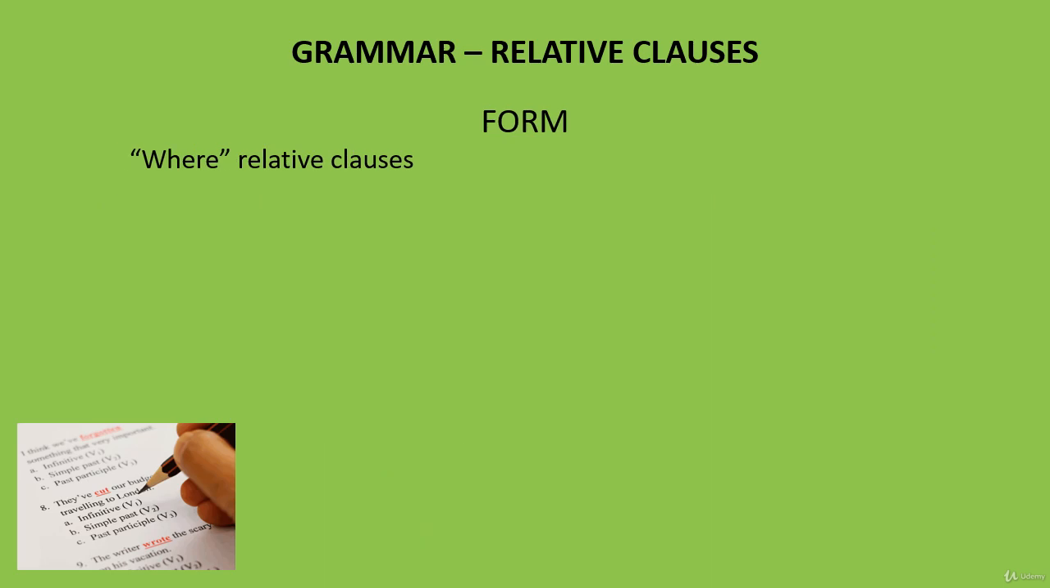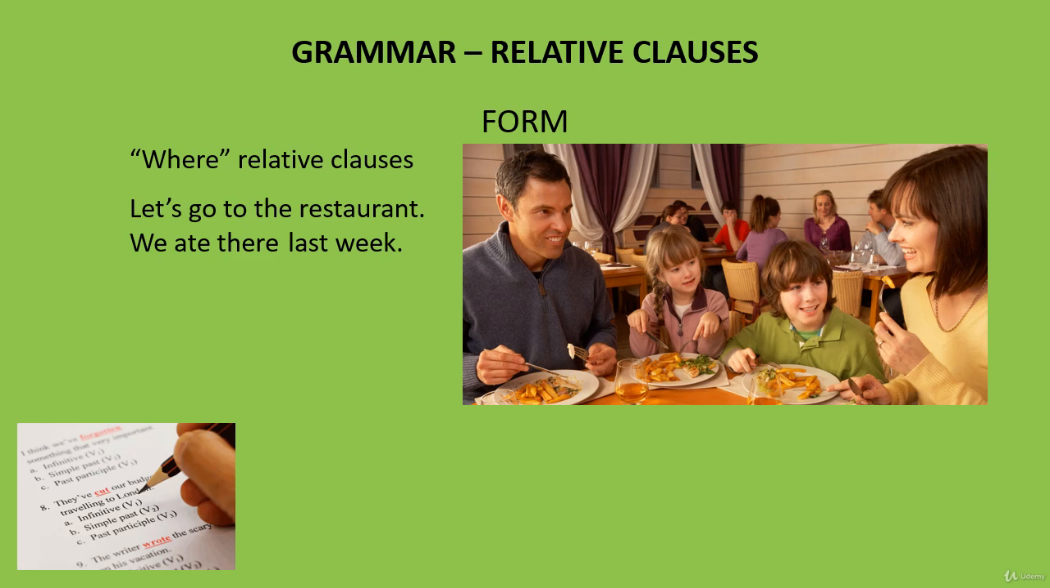Here's another example. Let's go to the restaurant. We ate there last week. How do we make a relative clause in a sentence with that? So, let's go to the restaurant. We write that until the word that we're going to describe. We need to know which restaurant. We ate there. So there in the second sentence refers to restaurant.